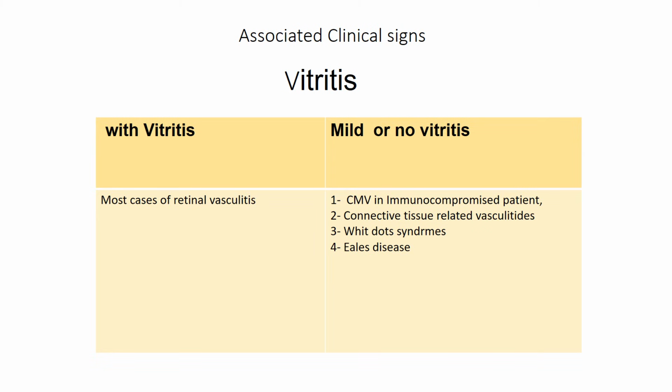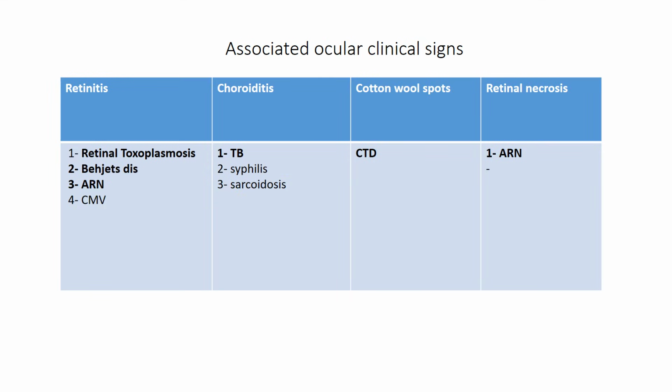All cases of retinal vasculitis are associated with vitreous reaction, except in immunocompromised patients with cytomegaloviral retinitis, connective tissue disorders, white dot syndromes, and Eales disease. In these cases, there is mild or no vitritis. Associated ocular inflammatory signs with retinal vasculitis provide a valuable diagnostic clue to the underlying etiology.